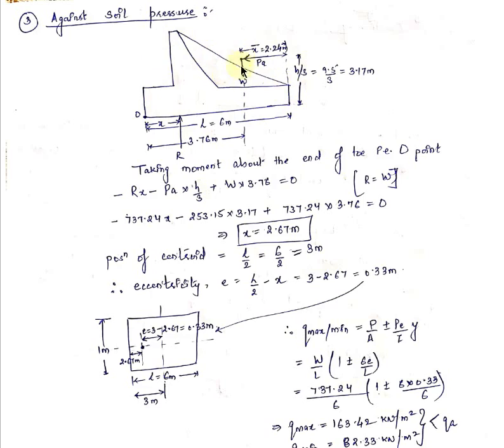So the total weight of the soil and the retaining wall is ultimately transferred to the soil. And suppose the stresses due to the total weight of the soil and the retaining wall exceed the safe bearing capacity of the soil, there will be shear failure in the soil. So therefore, in order to prevent the failure of the soil, we have to check whether it is safe against soil pressure or not.